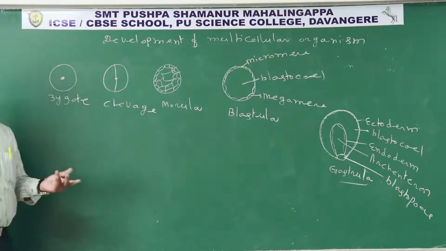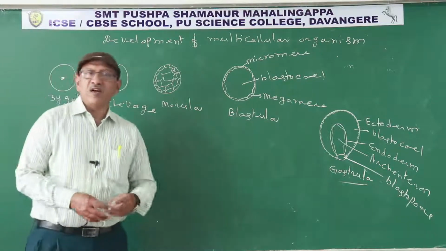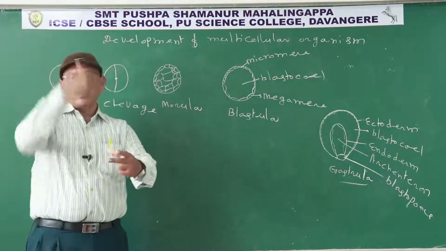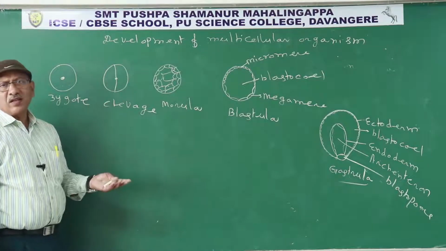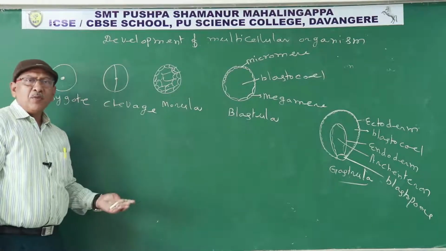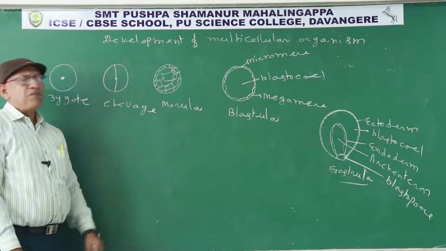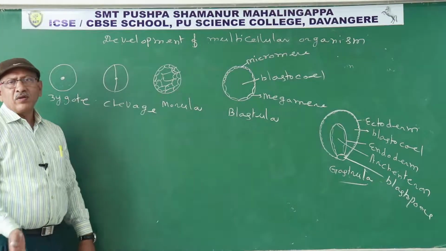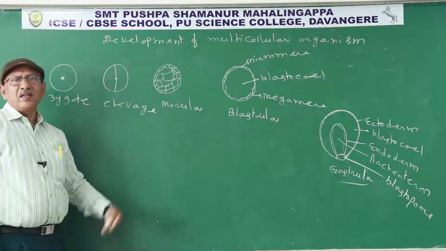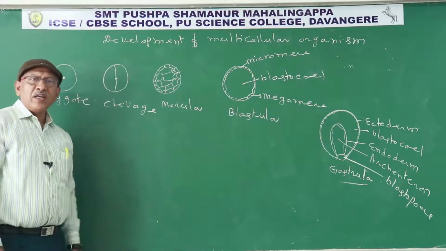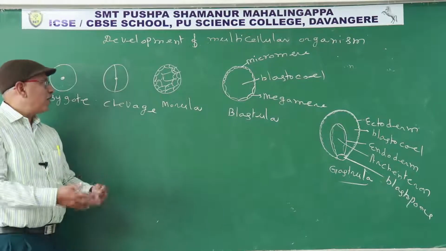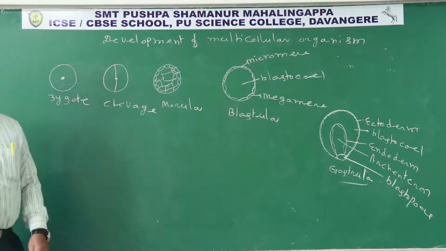Zygote undergoes cleavage. What is cleavage? Division of the zygote: first cleavage, second cleavage, like that. Due to first cleavage, two cells are formed. The newly formed cells are known as blastomeres. Second cleavage gives 4, third cleavage 8, then 16, 32, 64, 128, 256. In this manner, the number of cells increases.